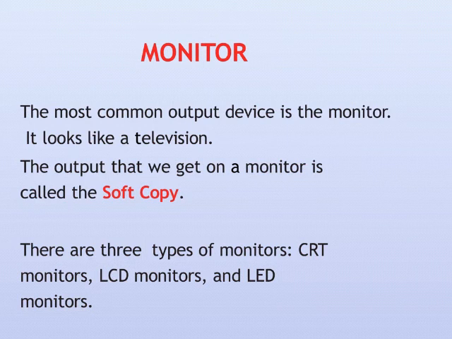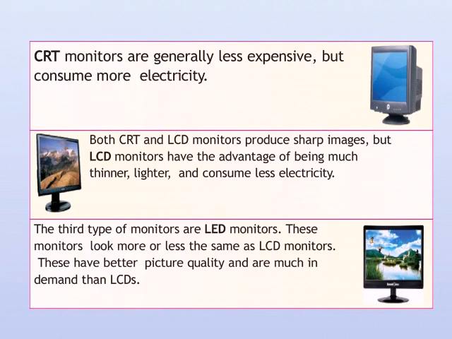There are three types of monitor: CRT monitors, LCD monitors, and LED monitors. Monitors are also known as video display units. This is the standard output device. And here we are discussing CRT, cathode ray tube. These monitors are generally less expensive but consume more electricity. This is a picture of CRT monitors.